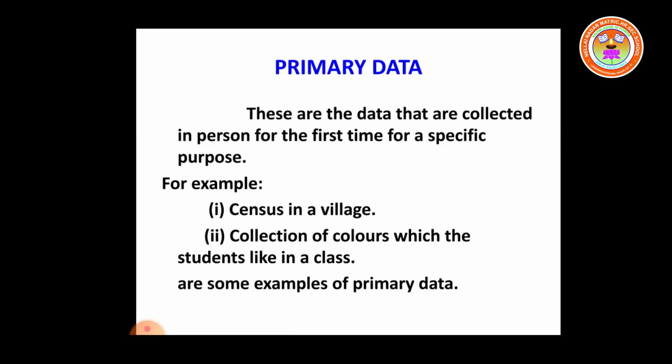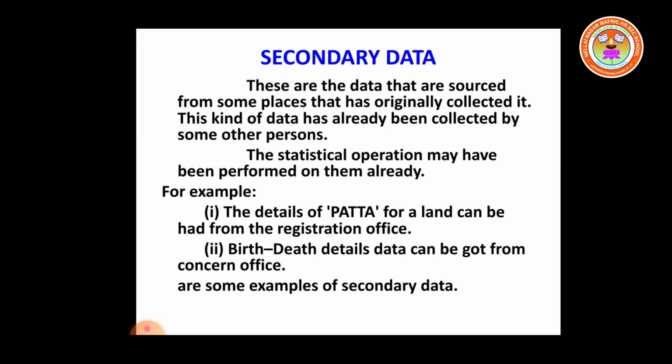Next one, there are two types of data, primary data and secondary data. First of all, we will see about primary data. These are the data that are collected in person for the first time for a specific purpose at the time the data is collected. For example, census in a village, collection of colors which the students like in a class are some examples of primary data.